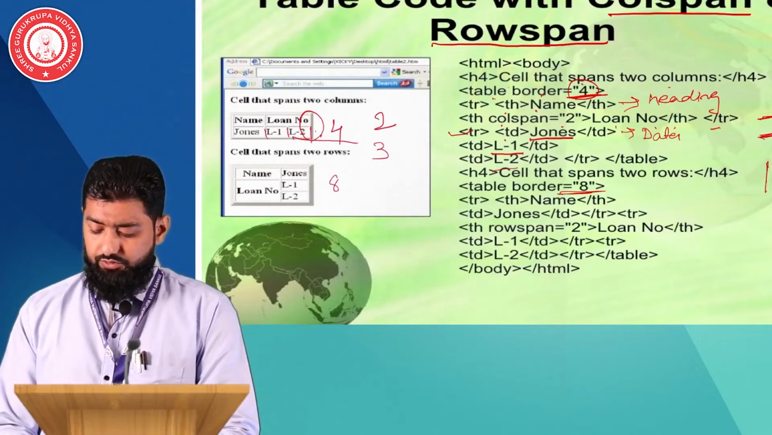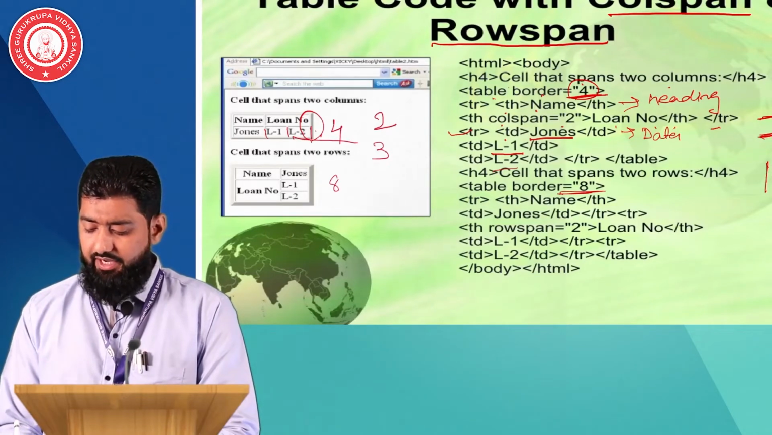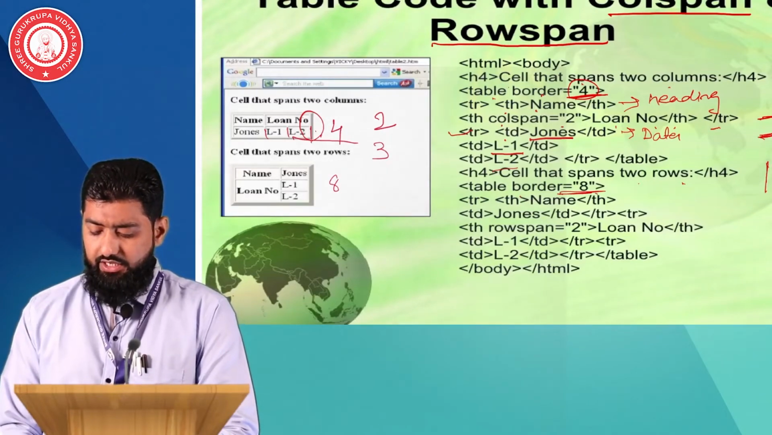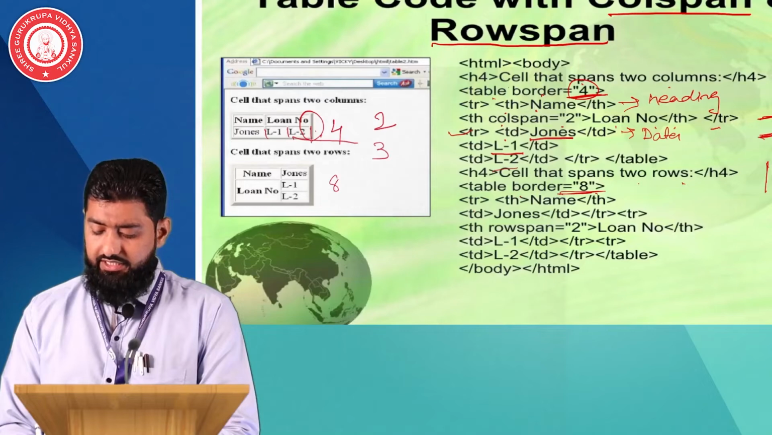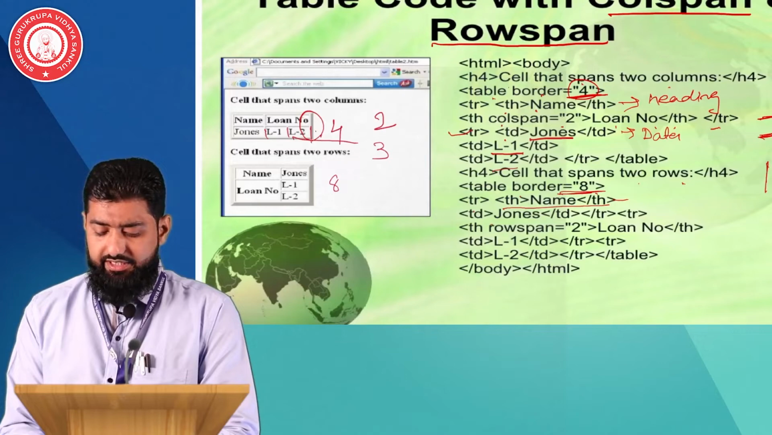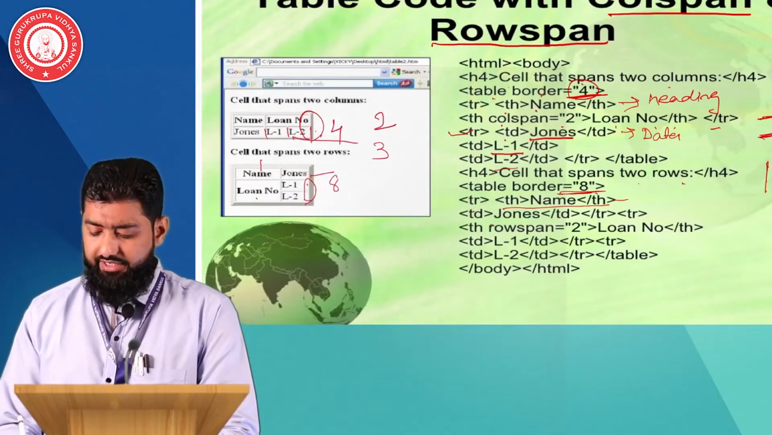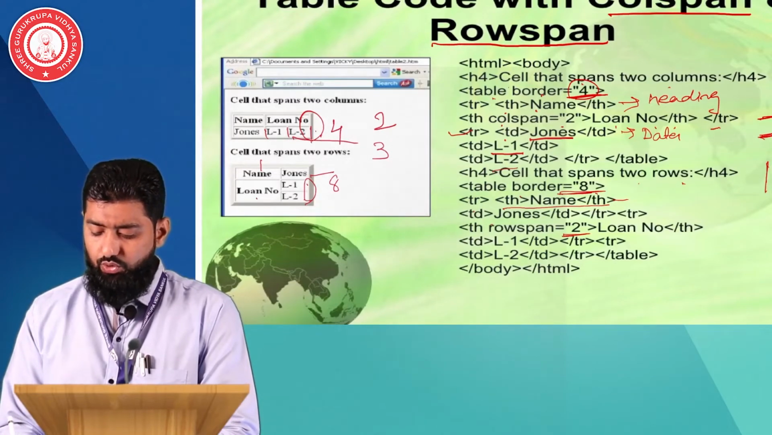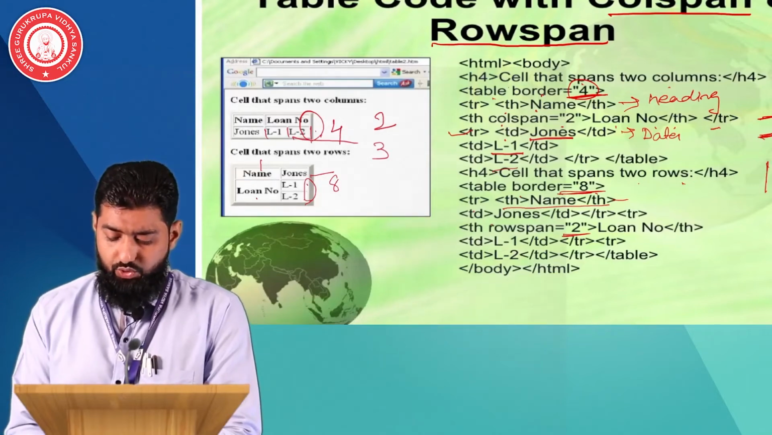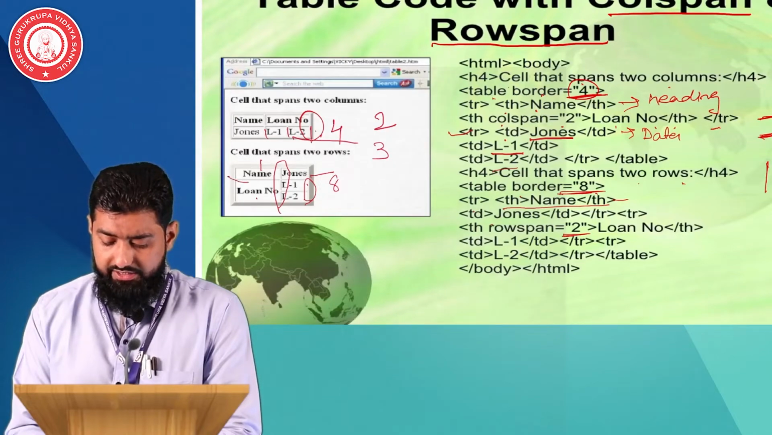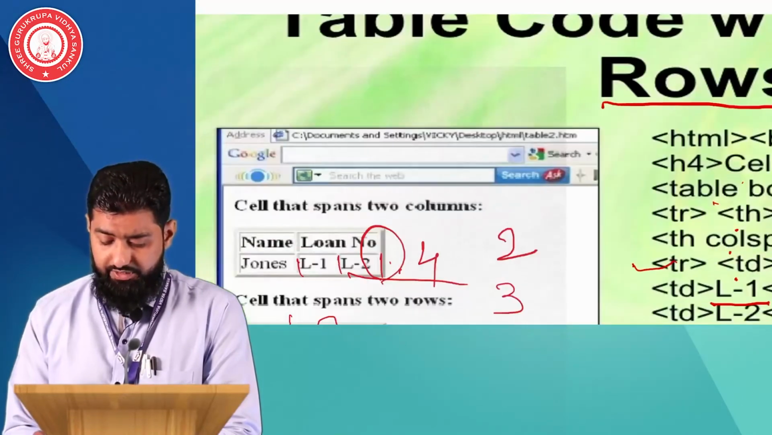Now an example of a cell that spans 2 rows. Table border is equal to 8 and th means heading. John is the name, so Name, John, Roll Number, L1 and L2. Same content with rowspan equal to 2. So it will show a little bit of difference between this row and this column. Just look at the example.